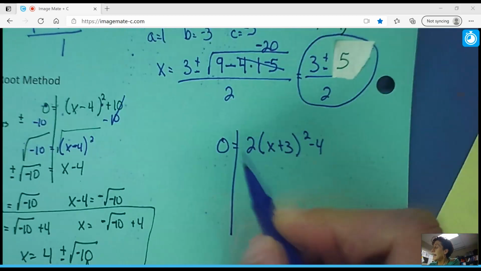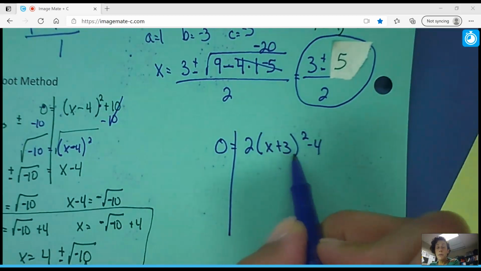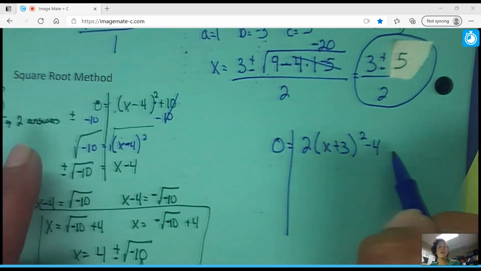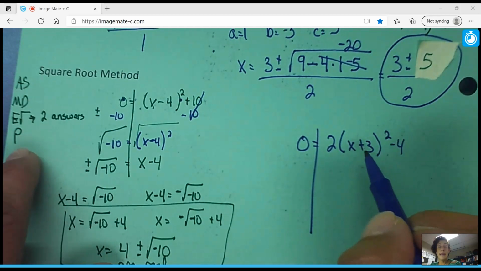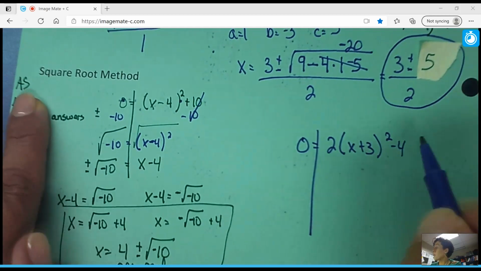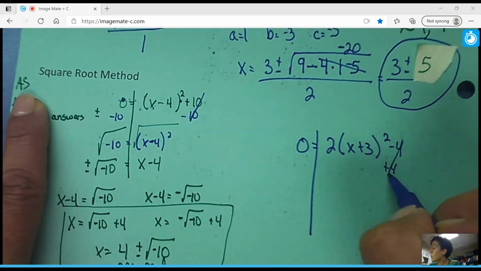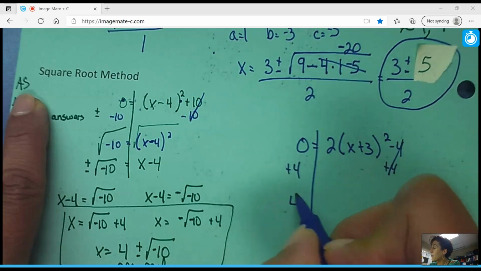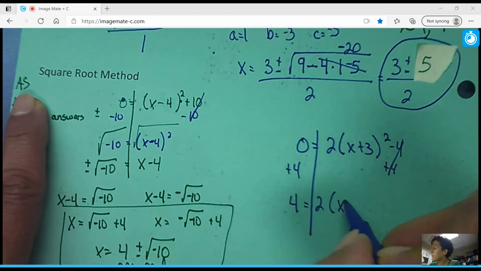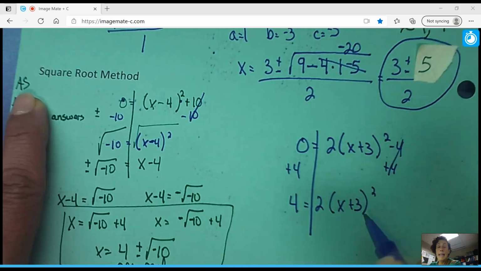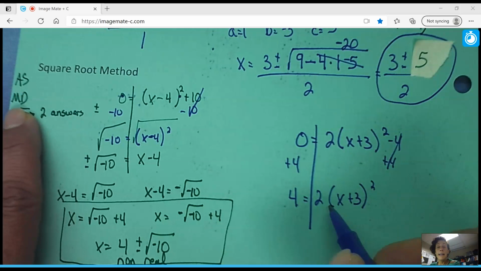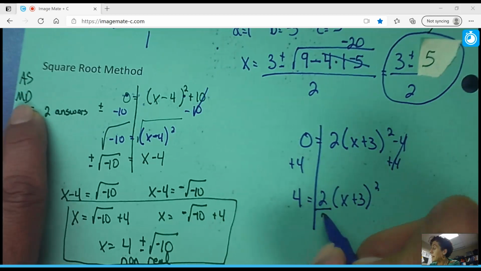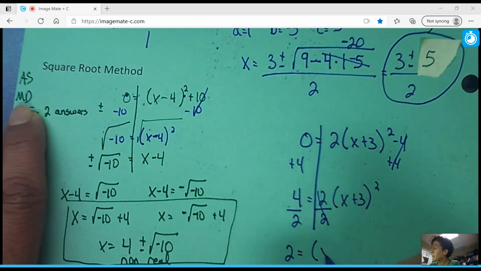Draw my wall, and this is 2 times x plus 3 squared minus 4. So again, with that addition subtraction, this addition's in the parentheses, so it will go at the end. So I'm going to move this minus 4. I'm going to add 4, makes it go away, add 4 here, and we get a 4 with this. And then to get x alone, this is 2 times x plus 3 squared. I do have multiplication here, so I'm going to divide by 2 and divide by 2, which leaves me with 2 there.